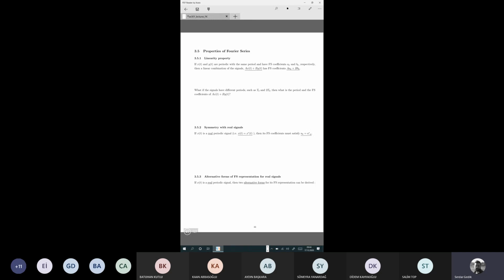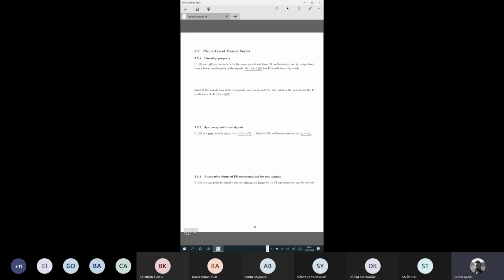As you may expect, this linearity property is actually quite easy to prove. But first, what does it tell you? It tells you that if x of t and y of t are periodic with the same period and have Fourier series coefficients a_k and b_k respectively, then a linear combination of the signals, a times x(t) plus b times y(t), has Fourier series coefficients a times a_k plus b times b_k.